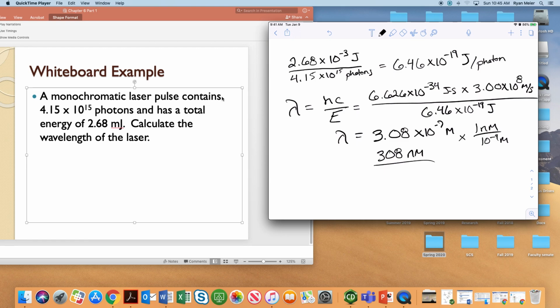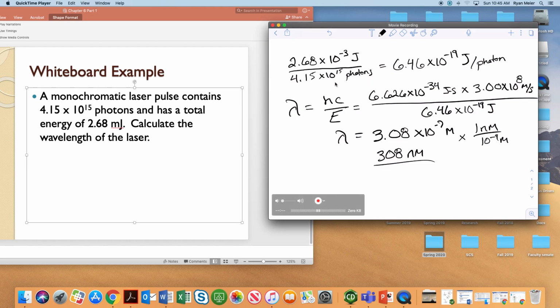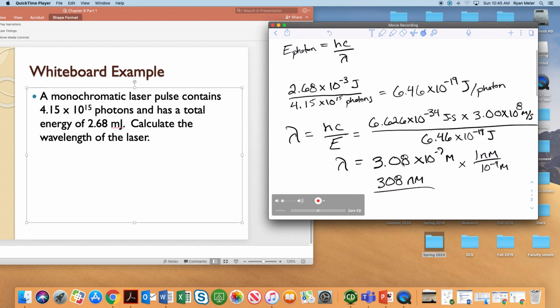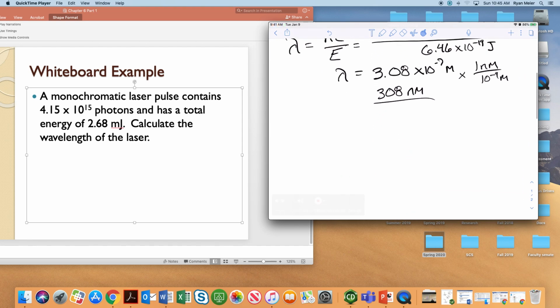And so this hopefully is a nice example of encompassing a lot of the different things that we've seen so far. Right, we have our energy equation. If I scroll this up just a bit on the work that we just did, we're combining the two main equations. These are probably the two most important equations that we see in the early part of this chapter. And by combining those two, we're able to find the wavelength for our particular laser to have that energy.